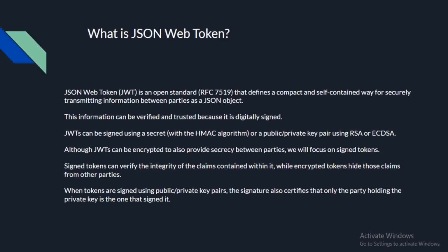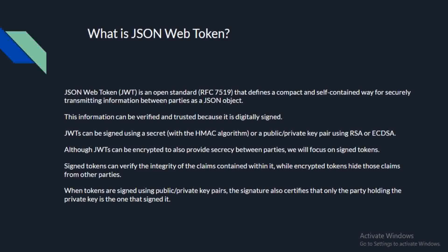JWTs can be signed using two types of algorithms. One is the HMAC algorithm with a secret key, and the other is a public key private key pair using the RSA algorithm. Although JWTs can be encrypted to provide secrecy between parties, we will focus on signed tokens. If it is encrypted, whatever it is, it should be digitally signed. We will trust only the tokens which are digitally signed. Signed tokens can verify the integrity of the claims contained within them, while encrypted tokens hide these claims from other parties.